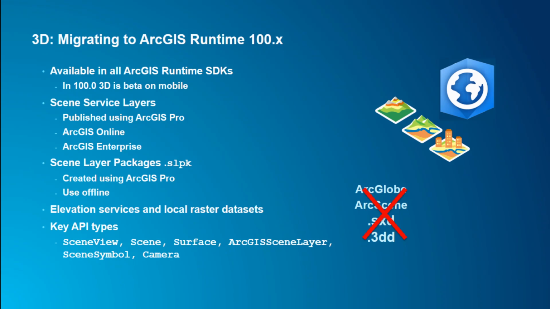Surface is for defining elevation. The ArcGIS scene layer works with scene services and packages, and then there are specific symbol types and cameras for working with viewpoints and navigating the scene.